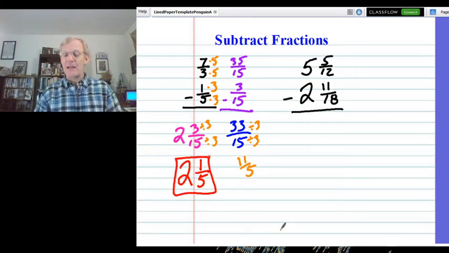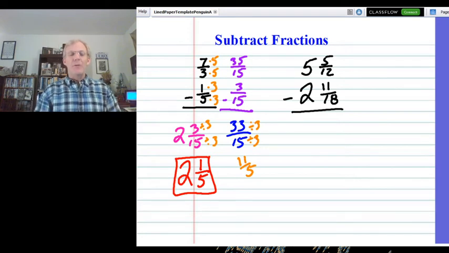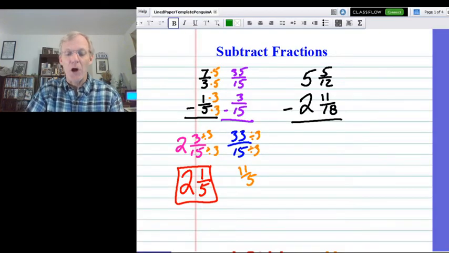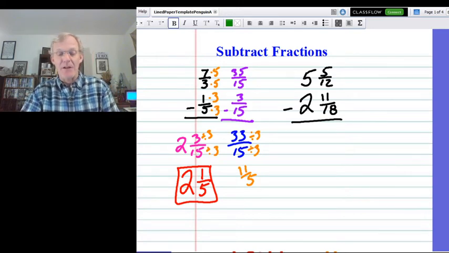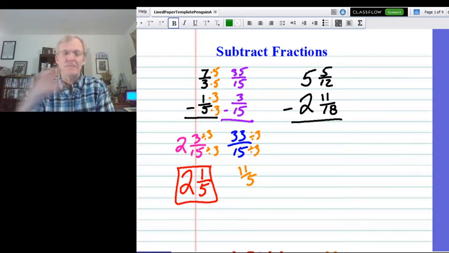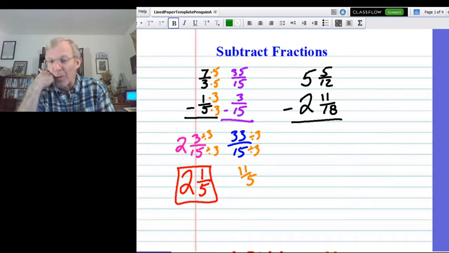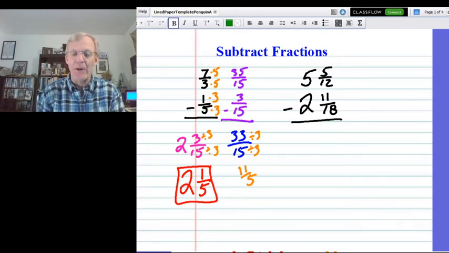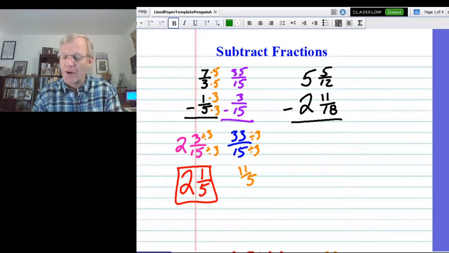Okay, in this next example, a little bit more to it because we've got whole numbers to deal with, and we've got some larger numbers with the denominators. So 12 and 18. We could multiply them together, or we could go ahead and take a look at what is 12 as a product of primes.